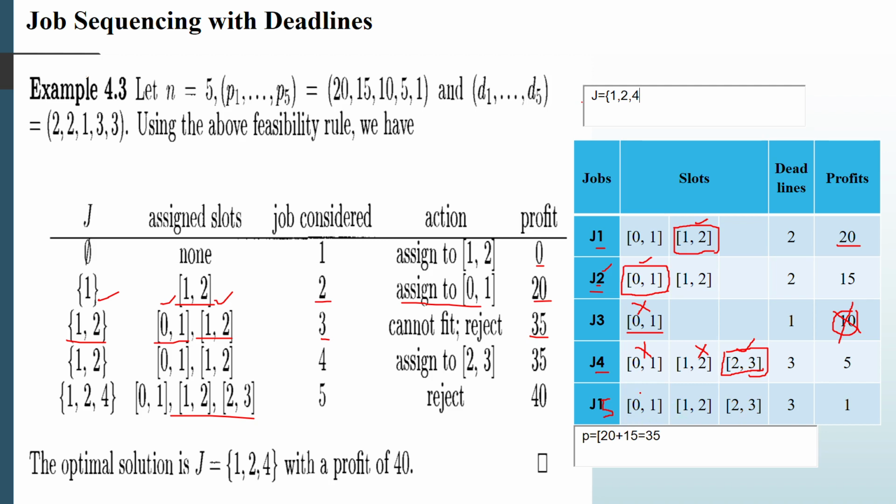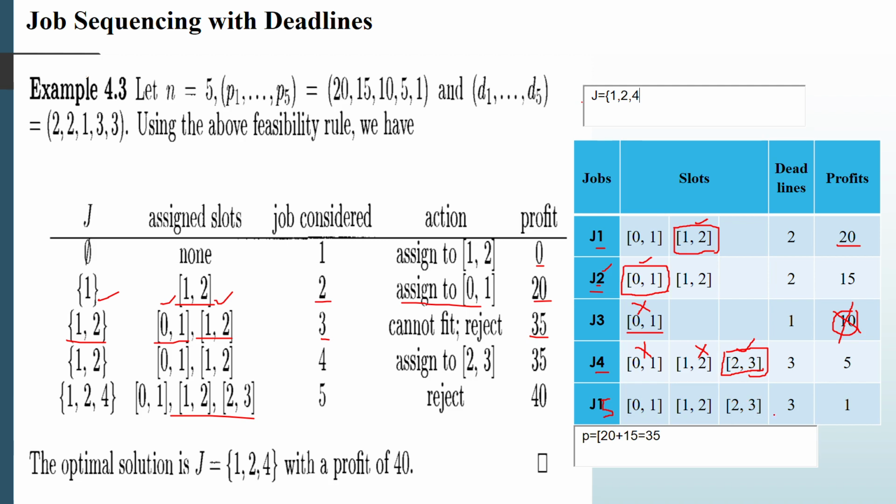Is it possible to execute in slot 1? No. This one is already utilized by J2. Is it possible to execute in slot 2? No. That one is also not free. It is already used by J1. Is it possible to execute in slot 3? Now that is also already utilized by J4.